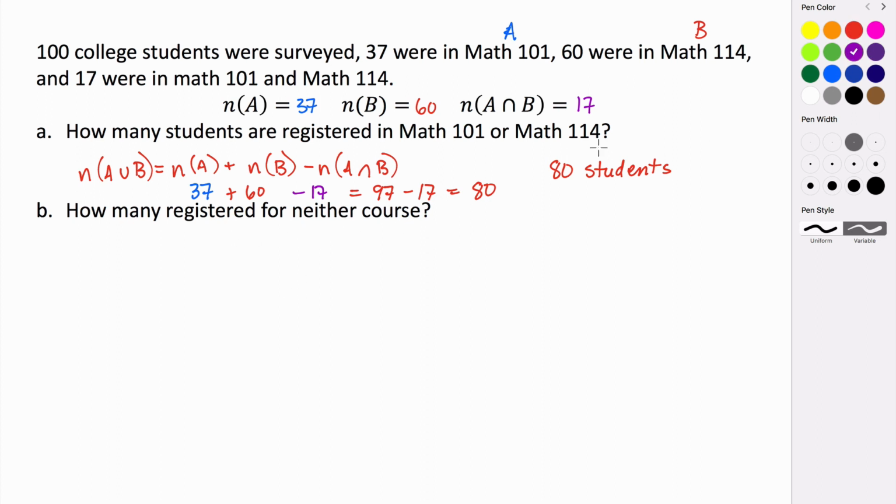Well, we know that 80 students are in either 101 or 114 or both. But how many students were there in total? Well, remember we said we surveyed 100 college students. So if we were surveying a total of 100 and we found out that 80 were in Math 101 or Math 114 or both, that means that we're left with 20 students who are not in either. There are 20 students who are not in either.